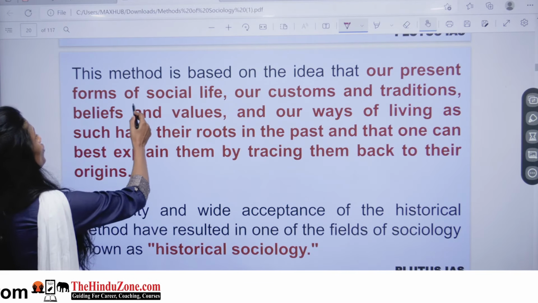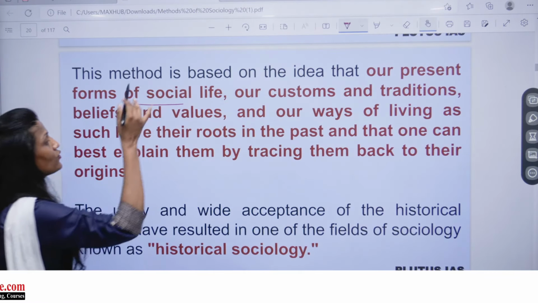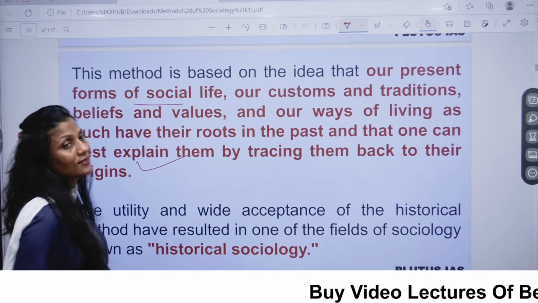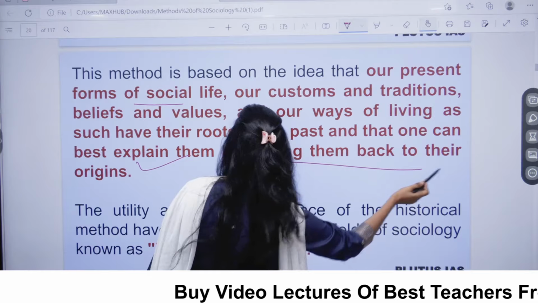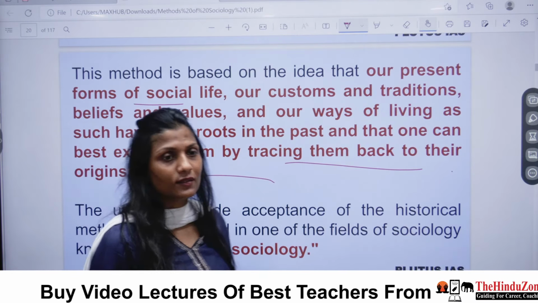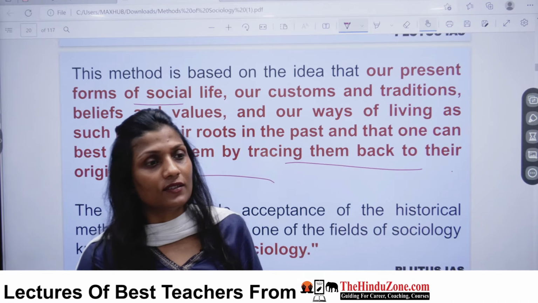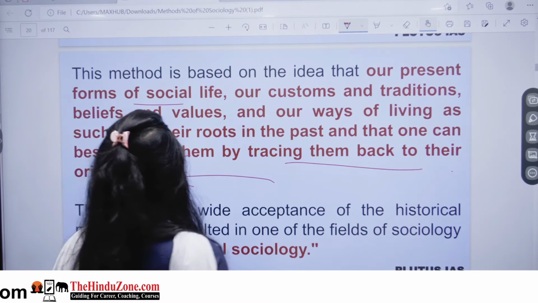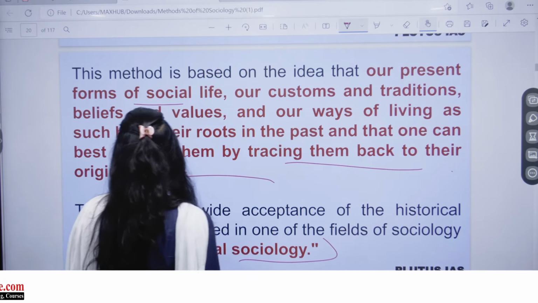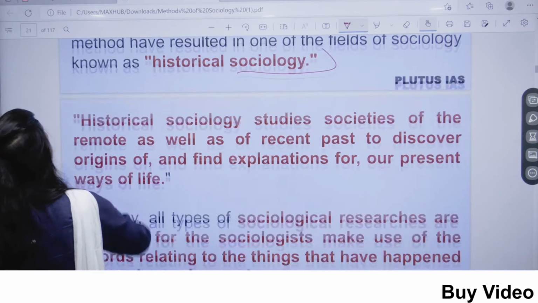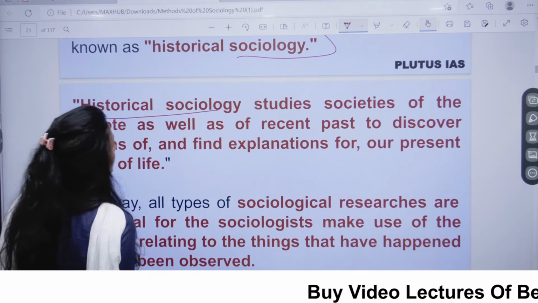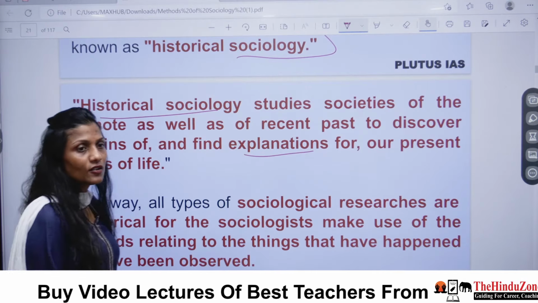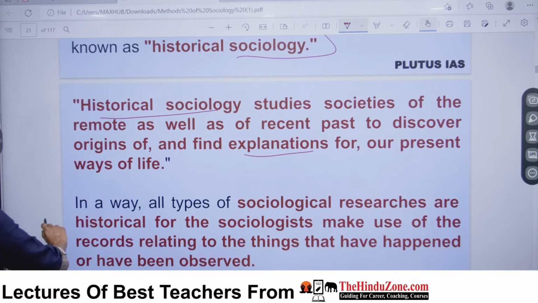So our present forms of social life, our customs, traditions, ways of life, whatsoever we can see, we can better understand and best explain them by tracing them back to their origins. When we go to the origins, explanation becomes more transparent. That is why historical sociology is sometimes also known as historical sociology, for better explanation and transparent conceptual understanding.